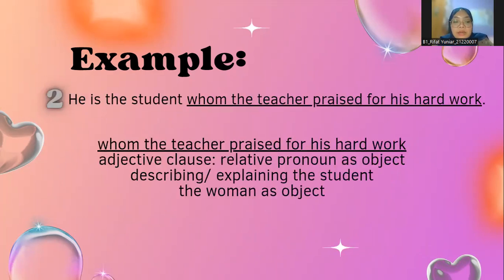And the second example: he is the student whom the teacher praised for his hard work. In this example, the adjective clause is whom the teacher praised for his hard work, and this is the example from relative pronoun as object, because this is describing or explaining the student and the student is the object.